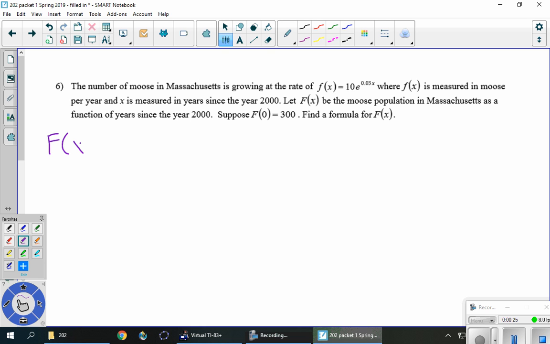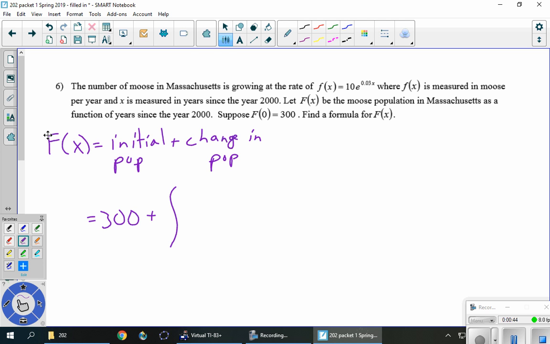Okay, we know that f of x is equal to the initial population plus the change in population. And we know that the initial population is 300, and we can represent the change in population with this. We know it's the integral of the rate of change itself, 10 e to the 0.03x dx, going between 0 and some moment in time x.